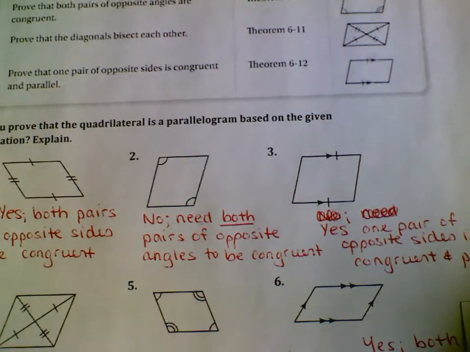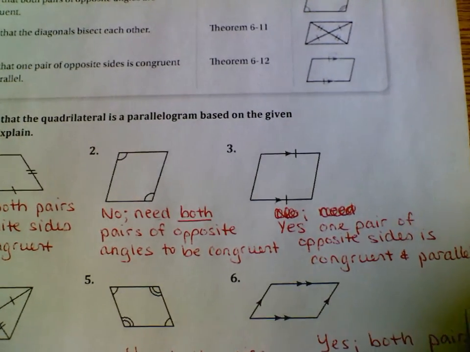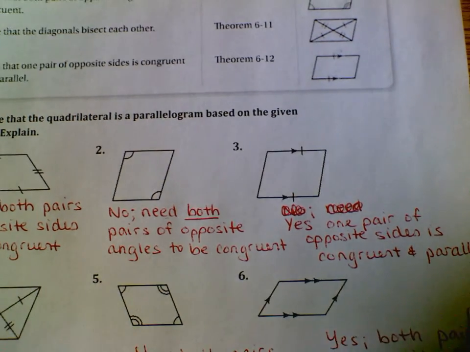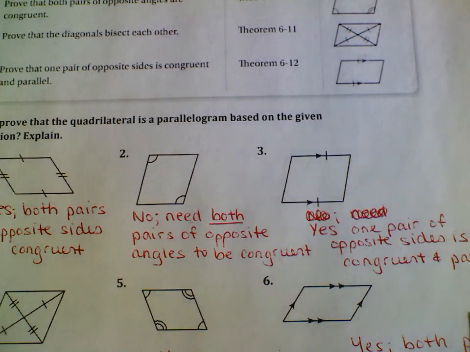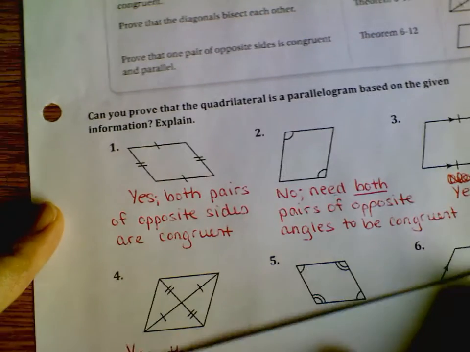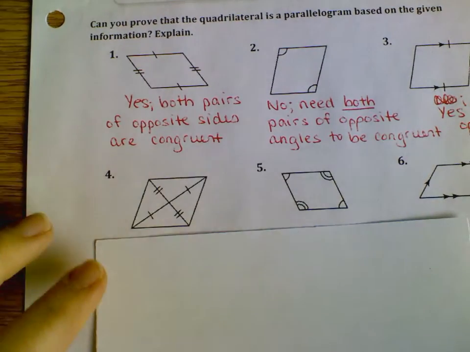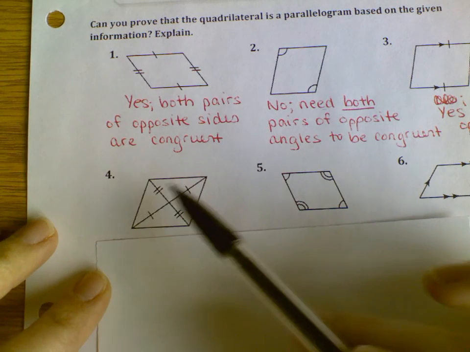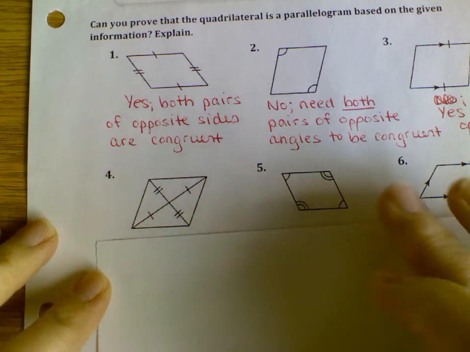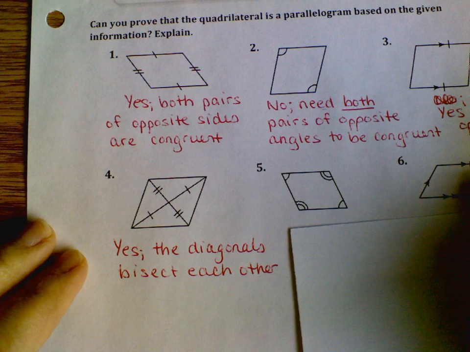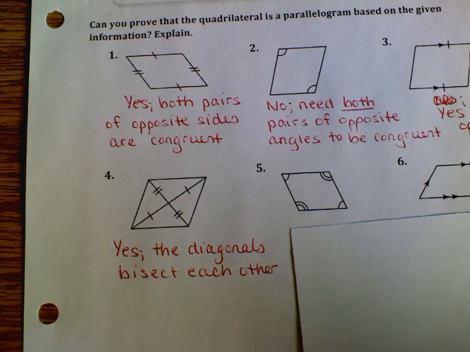So now I would like for you to try the bottom row and see if you can get them right. On the bottom row, number 4, I see that I have my diagonals bisecting each other. That's what these tick marks are saying. So this would be yes, because the diagonals are bisecting each other, which is theorem 6-11.